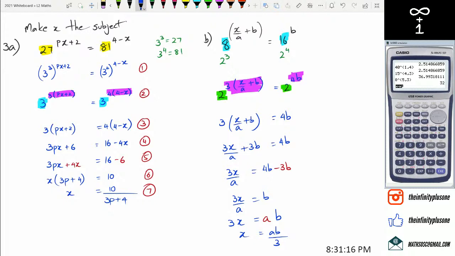I got AB over 3. No, that's fine. That's correct. Because A times B over 3 is the same thing.